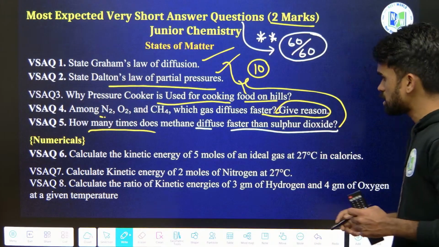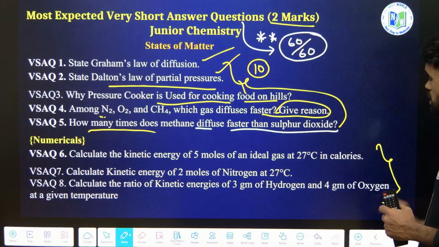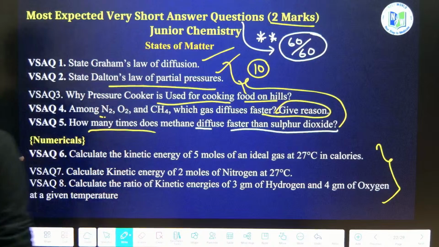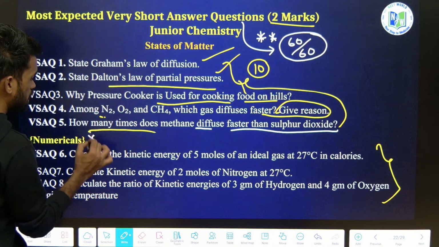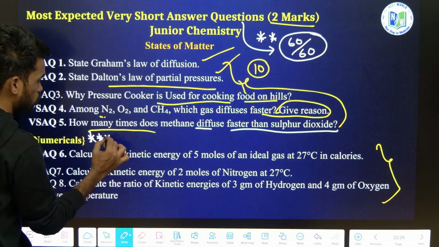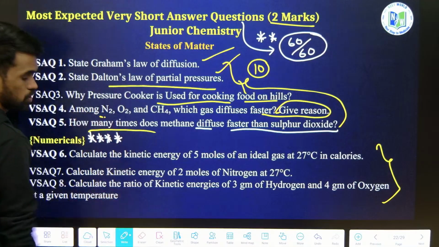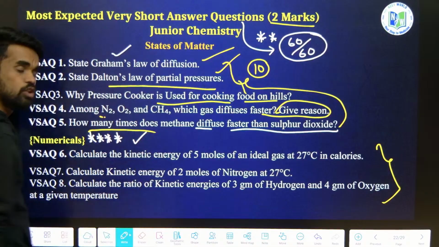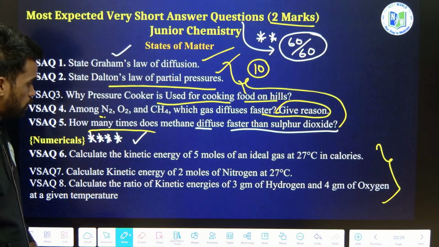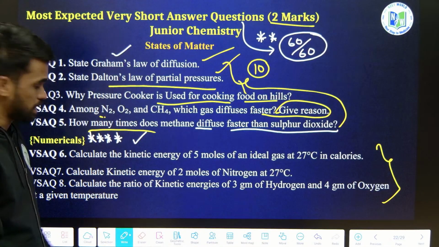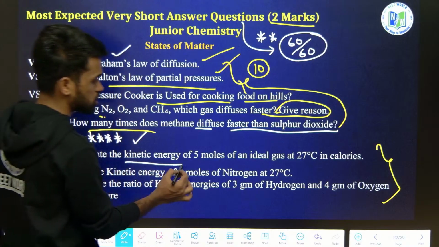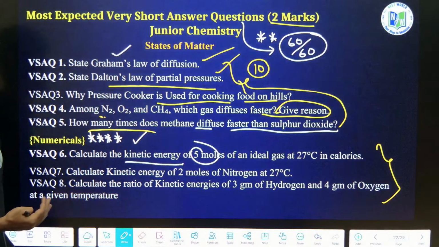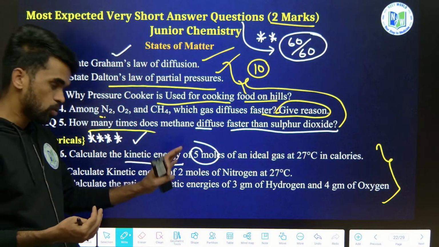There are also some questions which are asked as numerical type. I am not skipping these numerical based questions. You can easily solve them if you watch our sessions here. We will be covering theoretical questions as well as numerical answer type questions. No worries, just stay connected with us. See, calculate the kinetic energy for 5 moles of an ideal gas. So what is the kinetic energy formula to be used here? We are going to share it.